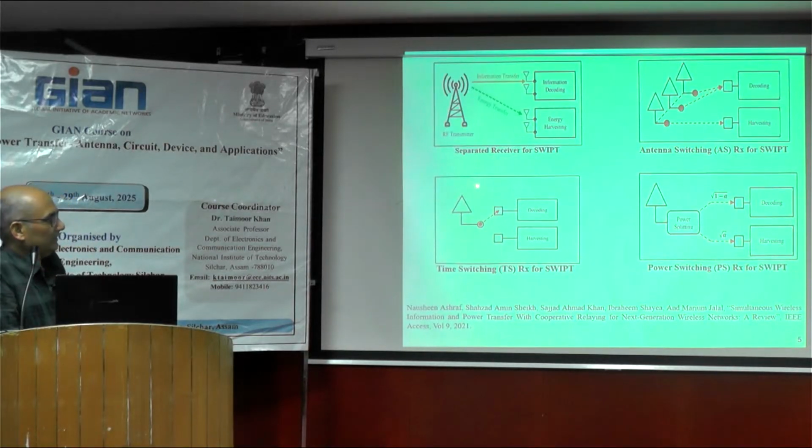Here you can see three different cases: antenna switching, then time switching, as well as power switching. The same concept comes to the receiver side, where two different kinds of decoding will be taking place. One is for information decoding, the second one is for energy decoding, or harvested energy decoding, and finally this will go to the power supply unit of that receiver, and this will go for the information processing. In that way, there are two different kinds of switching, that is another way.